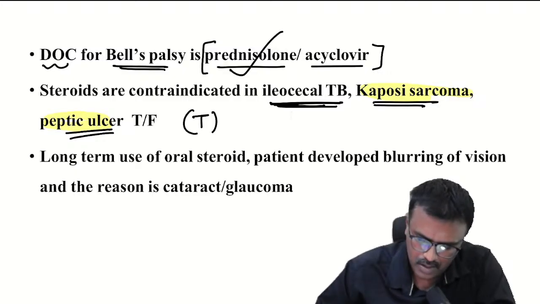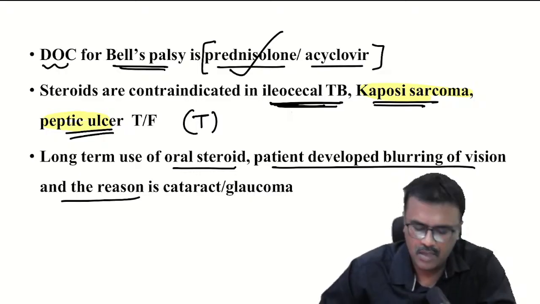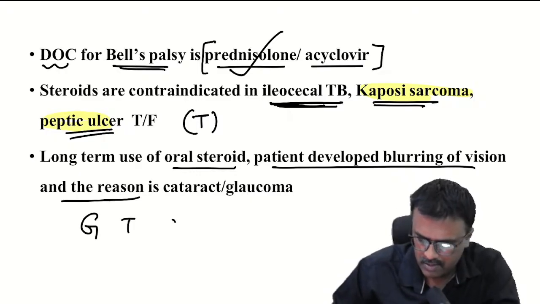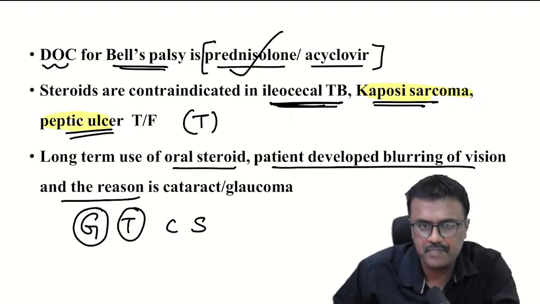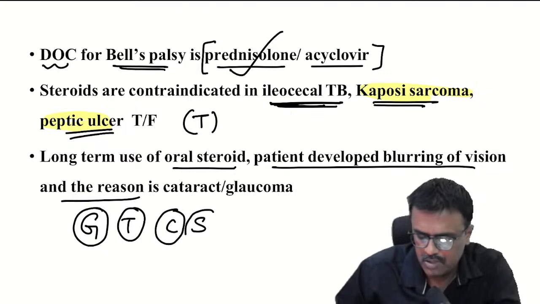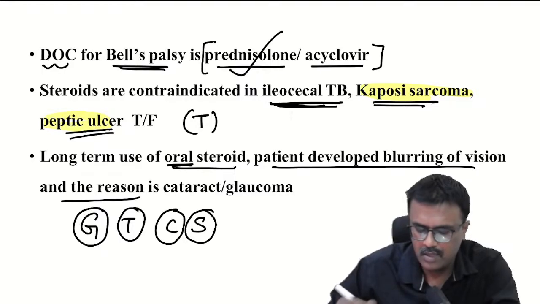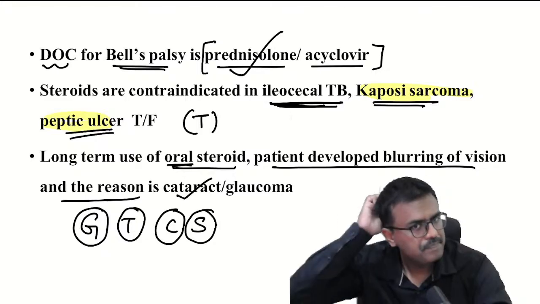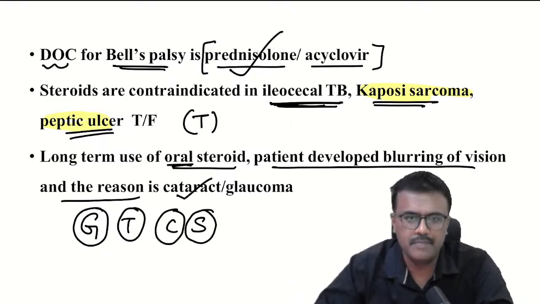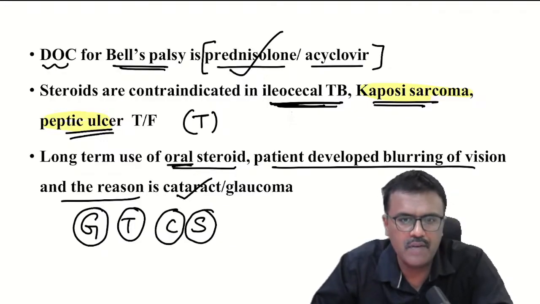Second, long-term use of oral steroid, patient develop blurring of vision. The reason is, now you know the simple mnemonic GTCS. You develop glaucoma if you give steroid topically. You develop cataract if you use steroid systemically. So oral is a systemic route. Patient coming with blurring of vision, so I suspect cataract. Glaucoma if you use eye drops. And in steroids, you should never abruptly stop the steroid. You should taper the doses.